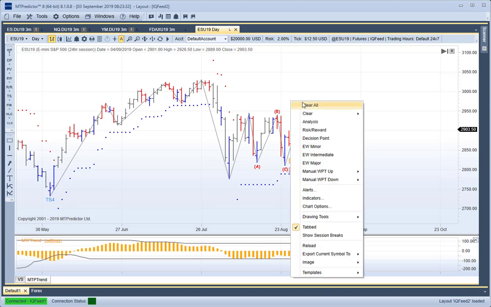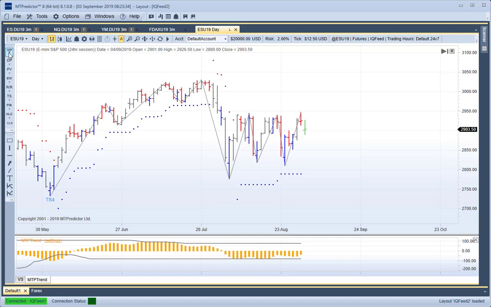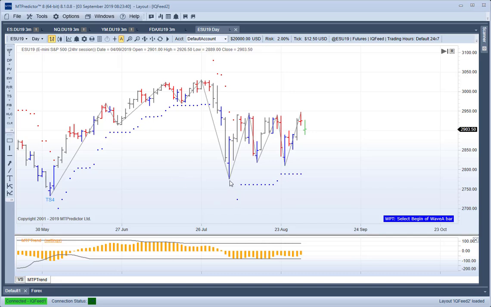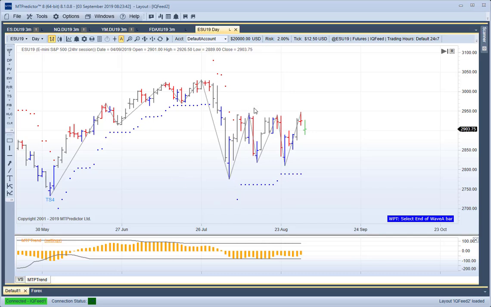So if I clear everything off and I do our WPT module again, this time projecting up where wave C could end, we start at what could be the start of the wave A. As before, we start at what could be the end of the wave A, and now we have this ABC correction for wave B, so this could be the end of the wave B. You see, like this, A, B, and now we're projecting where a potential wave C could end.